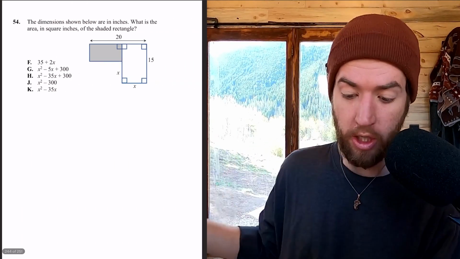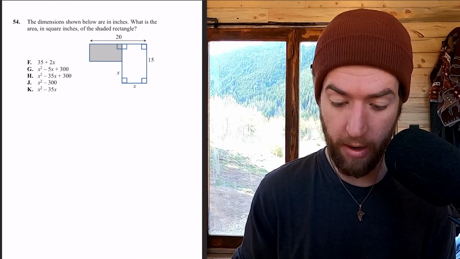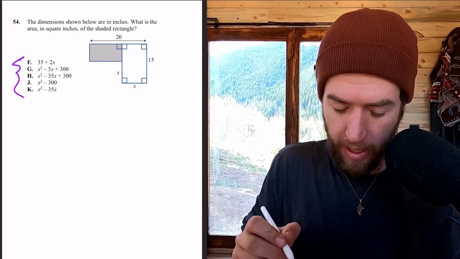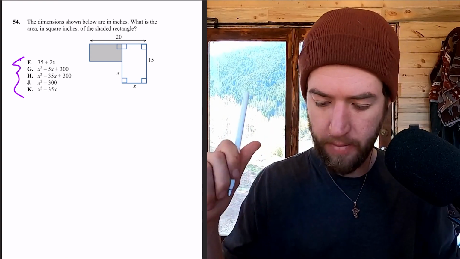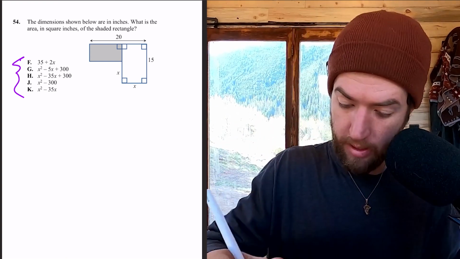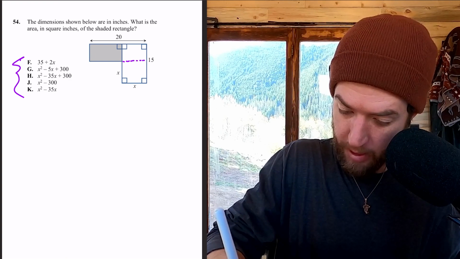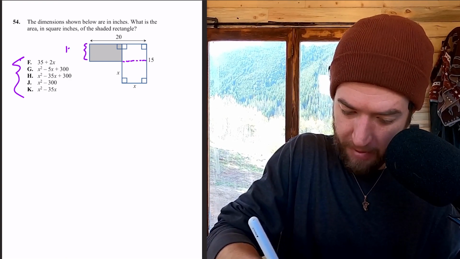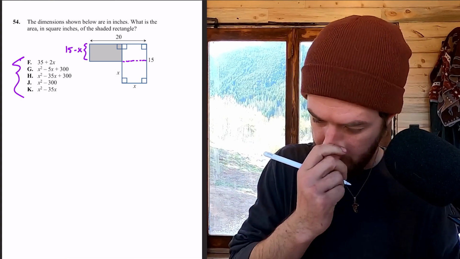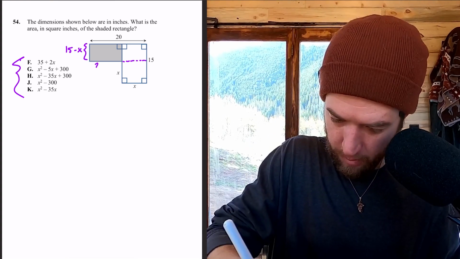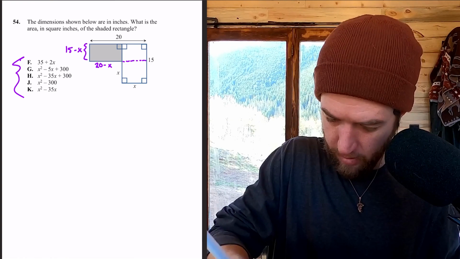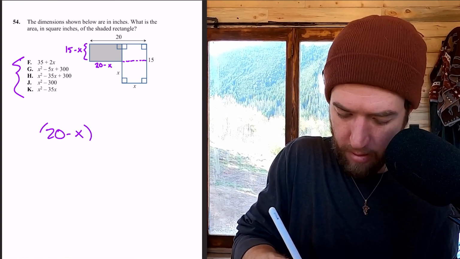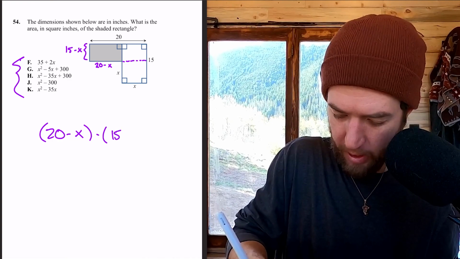All right, the dimensions shown below are in inches. What is the area in square inches of the shaded region? And I note they're not looking for an answer, just an expression. So what I understand this to be is x by x, which means this right here is 15 minus x, which means this right here is 20 minus x. Okay, let's see what we can do with that. Oh, well, that's the shaded region. It's 20 minus x times 15 minus x.